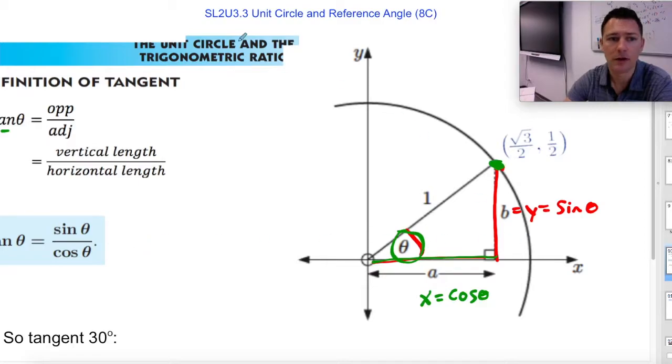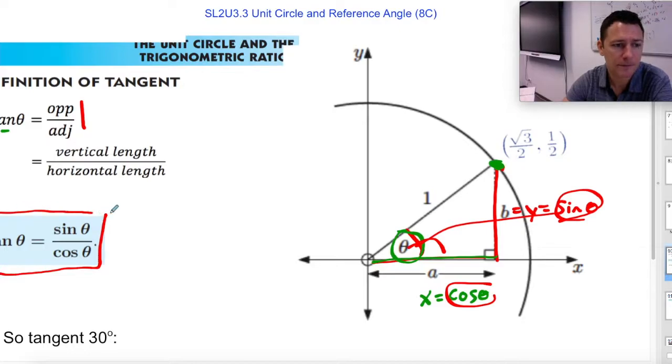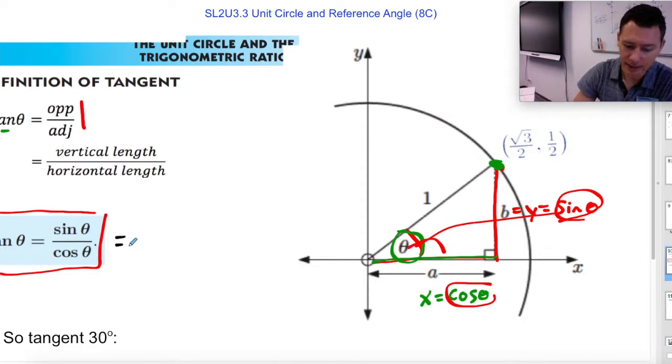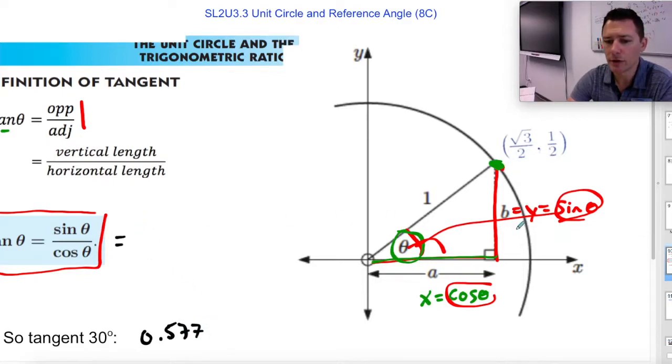You're talking about tangent is opposite over adjacent. Opposite is this one. Adjacent is this one. So it's sine over cosine. This is just a fundamental property of trigonometry, that tangent is sine over cosine. And if you plug into your calculator, tangent of 30 gives you 0.577 blah, blah, blah. Well, we know this should be the sine of 30 divided by the cosine of 30.